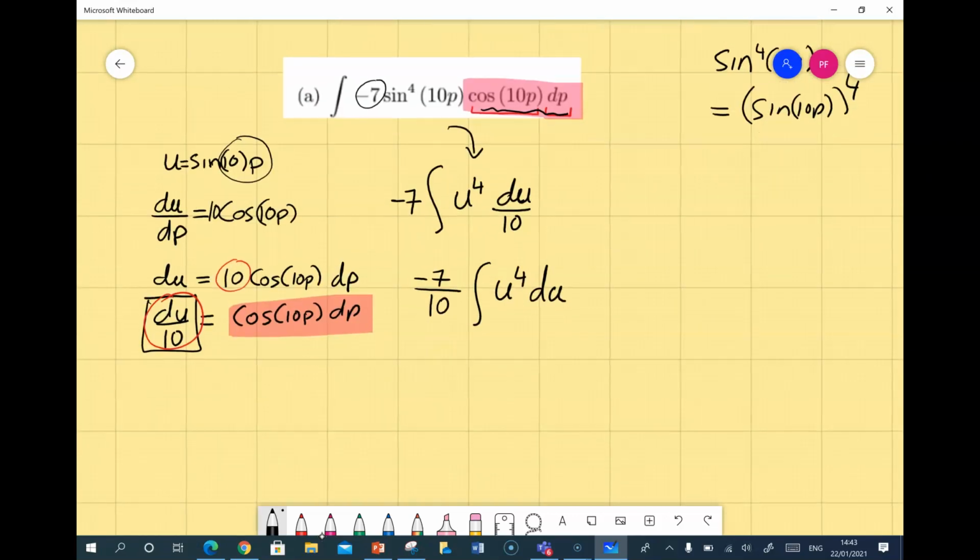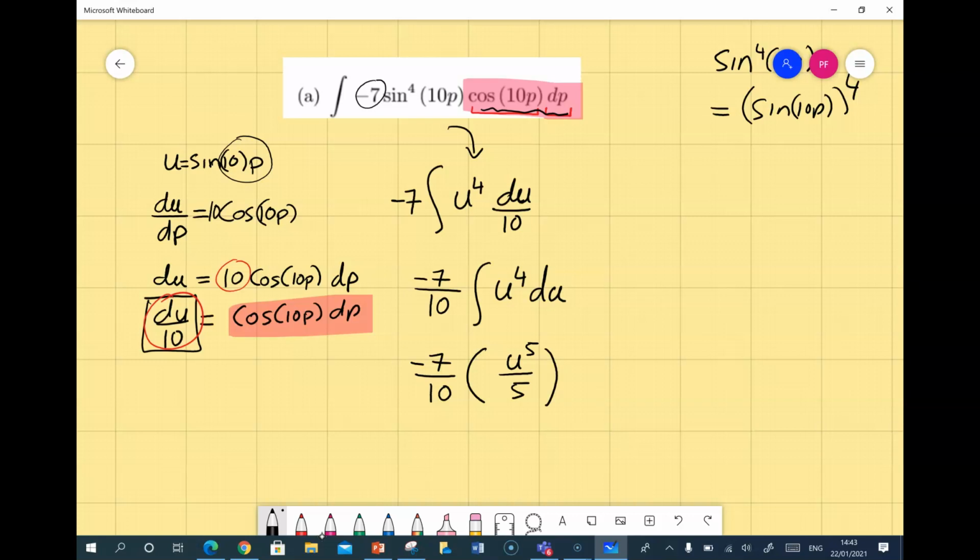Okay, I'm now ready to do my integration. I have my minus 7 over 10 outside. And to integrate, you increase the power by 1 and divide by the new power. We'll add our plus c at the end.